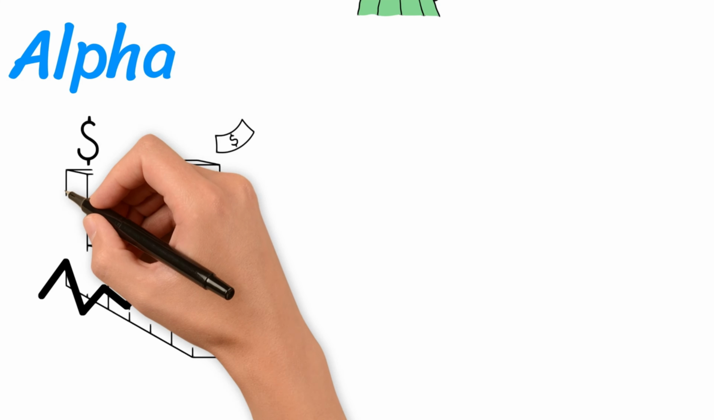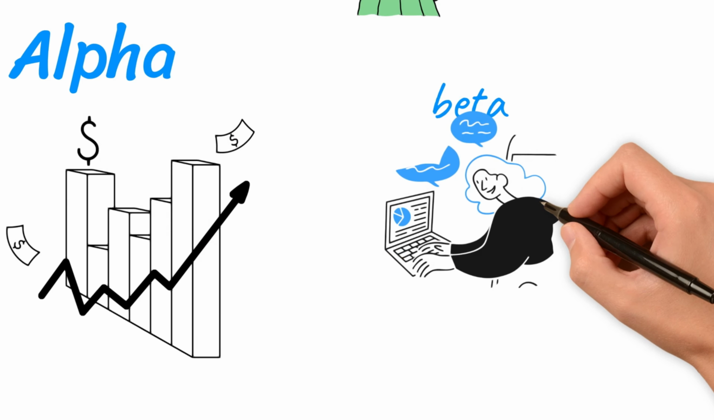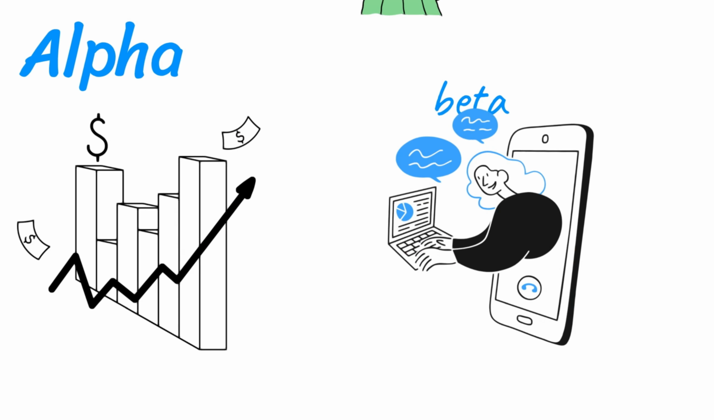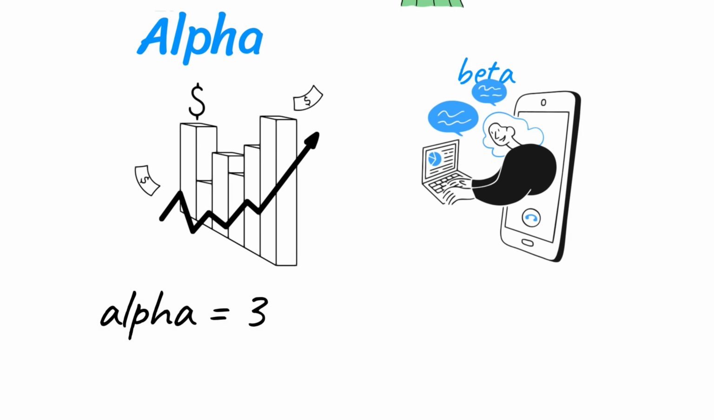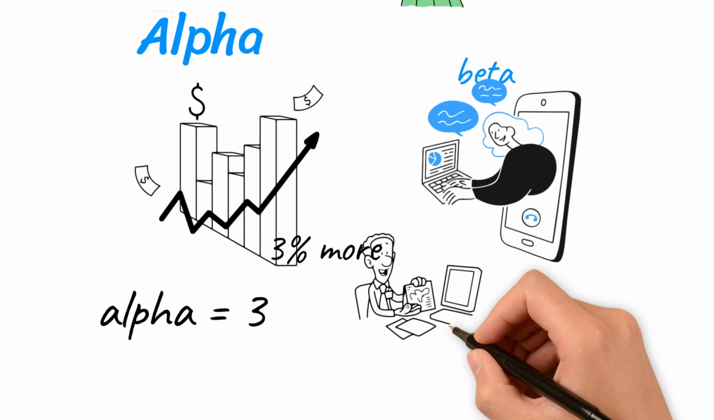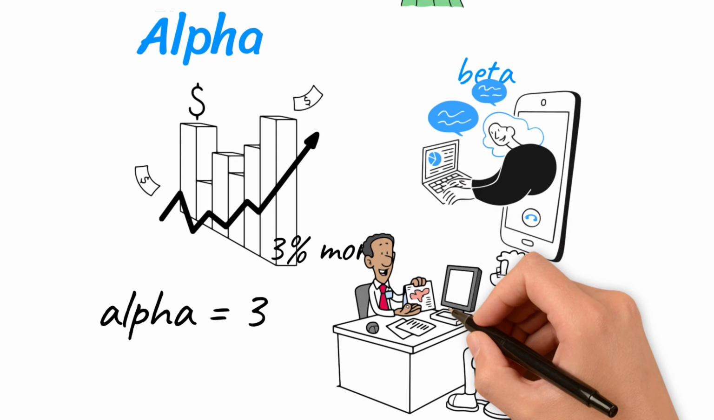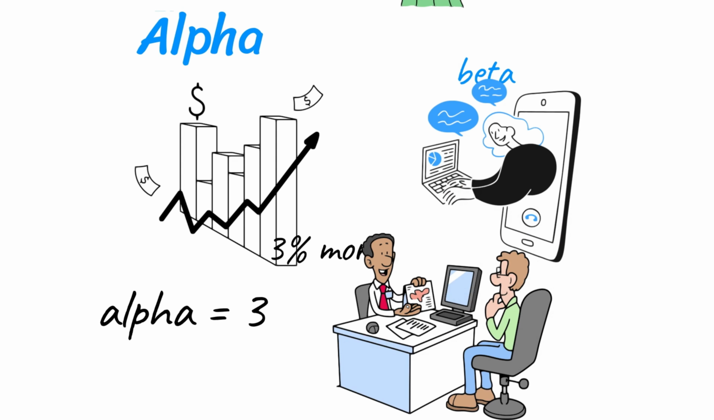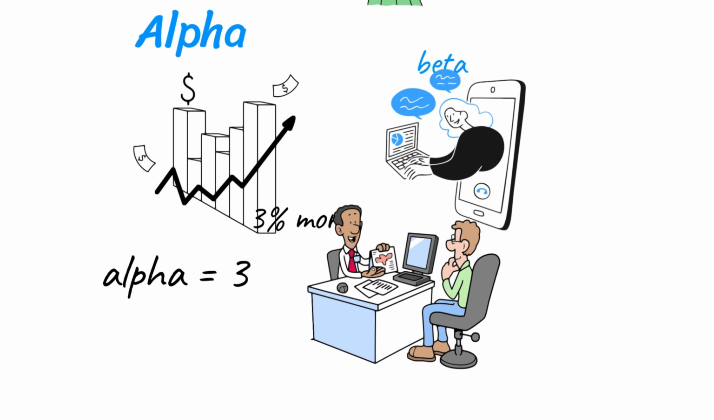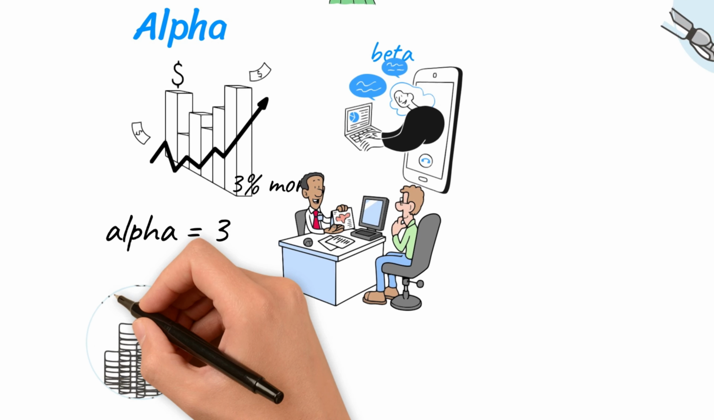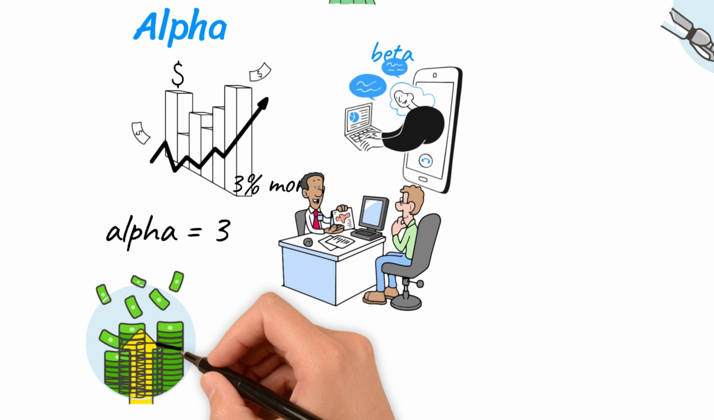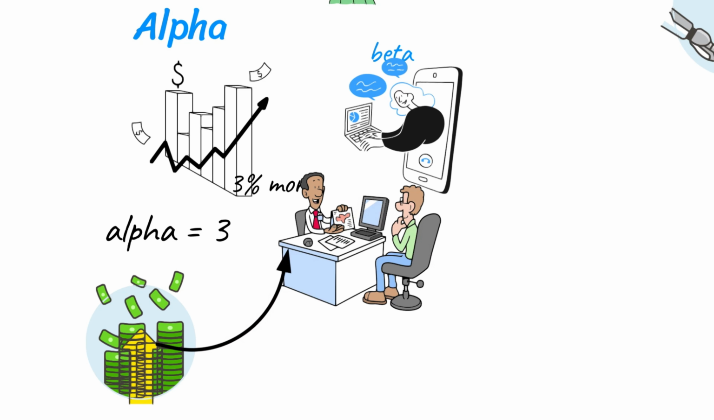And finally, alpha, the return an investment delivers above or below what its beta would predict. An alpha of 3 means the stock returned 3% more than its level of market risk would have suggested. Positive alpha means the manager or the stock itself added genuine value beyond what market exposure alone would explain. Consistently generating positive alpha is what separates great fund managers from lucky ones.